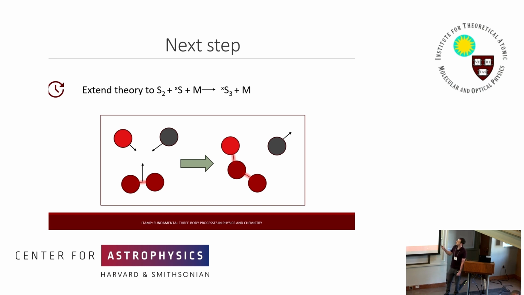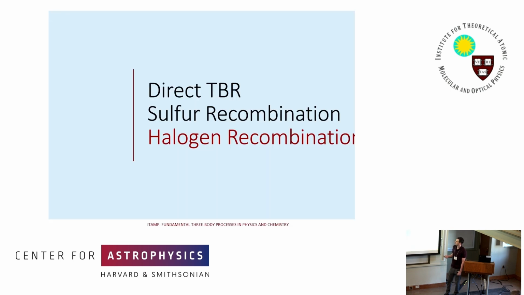And so we eventually plan to extend our theory to allow for atom-atom molecule collisions, which is still a three-body collision, except one of the atoms is a molecule with internal structure. And then we can create these three-atom molecules, S3. Okay, so that concludes the discussion on sulfur recombination. Next, I'll talk about the halogen recombination.